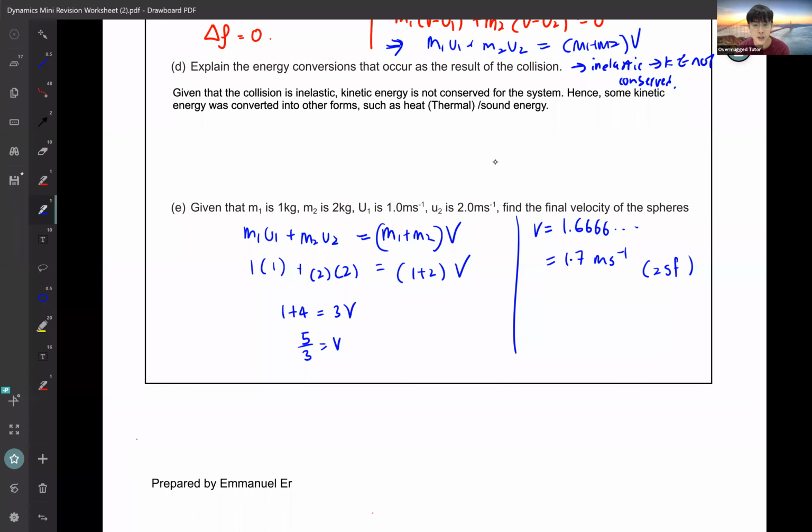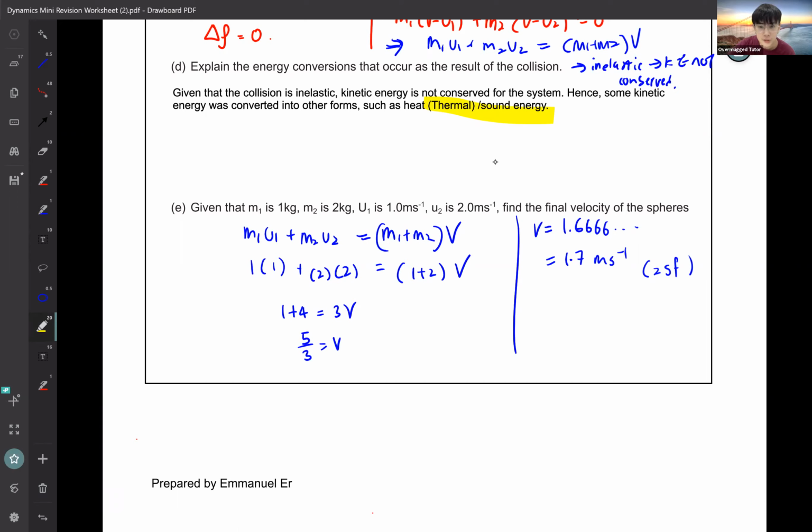For Vikram, generally, after the conversion to elastic potential energy or something else, you must still go and say that for an inelastic collision, it's then converted into heat and sound. So yeah, that's the key point here.